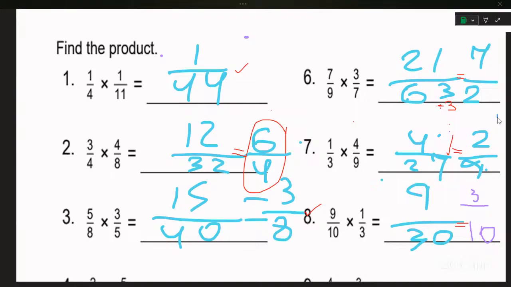Cadence, Cadence, are you a good artist? Yeah, I would say so.